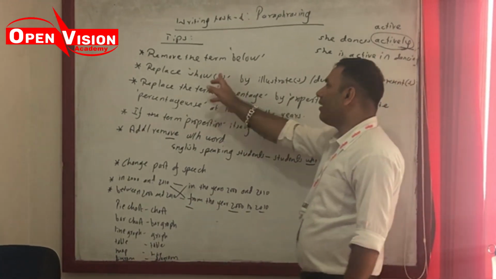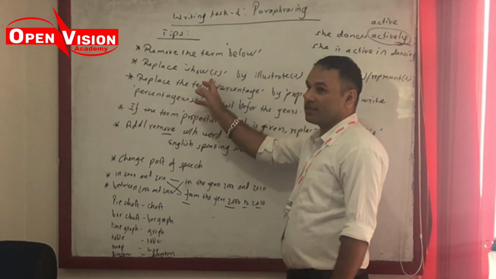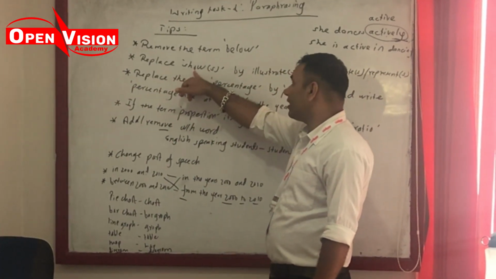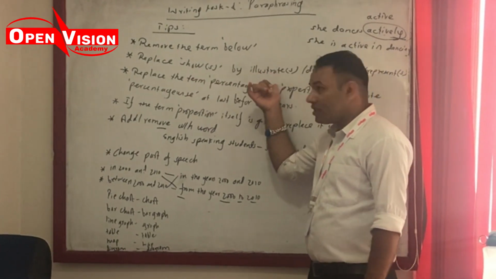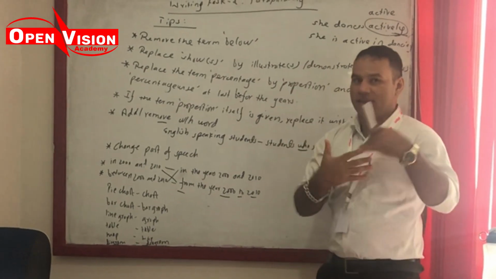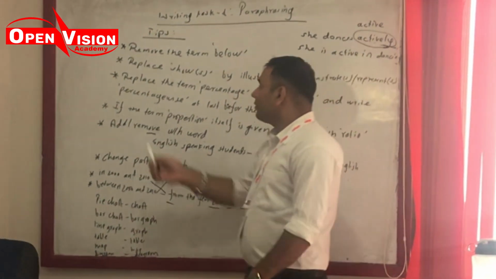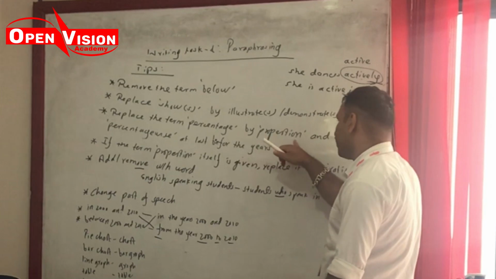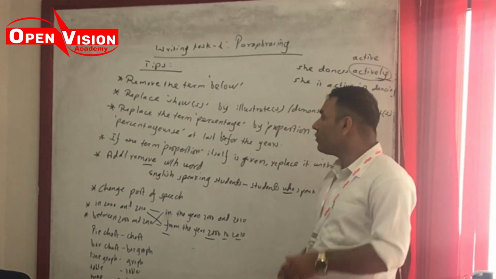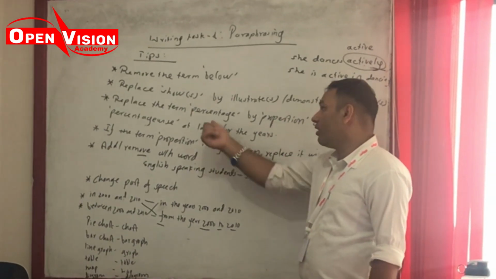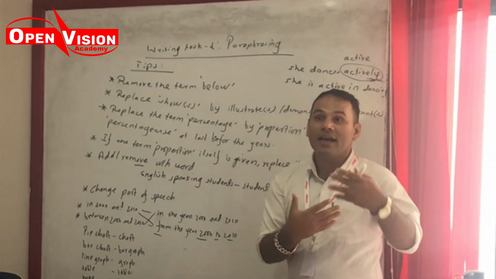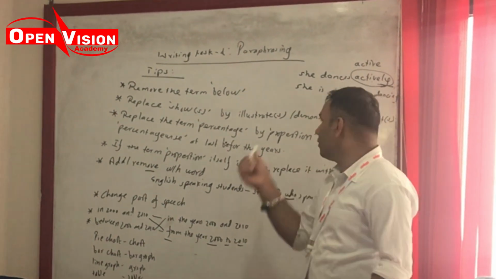I have written the "s" in brackets, which means if only "show" is given, you can replace it with "illustrate", and if "shows" is given to you, you can replace it with "illustrates". Then replace the term percentage with proportion, and write percentage right at the end before the years. Proportion is not a synonym of percentage. However, proportion is also a data-explaining term, which is why you can use it.